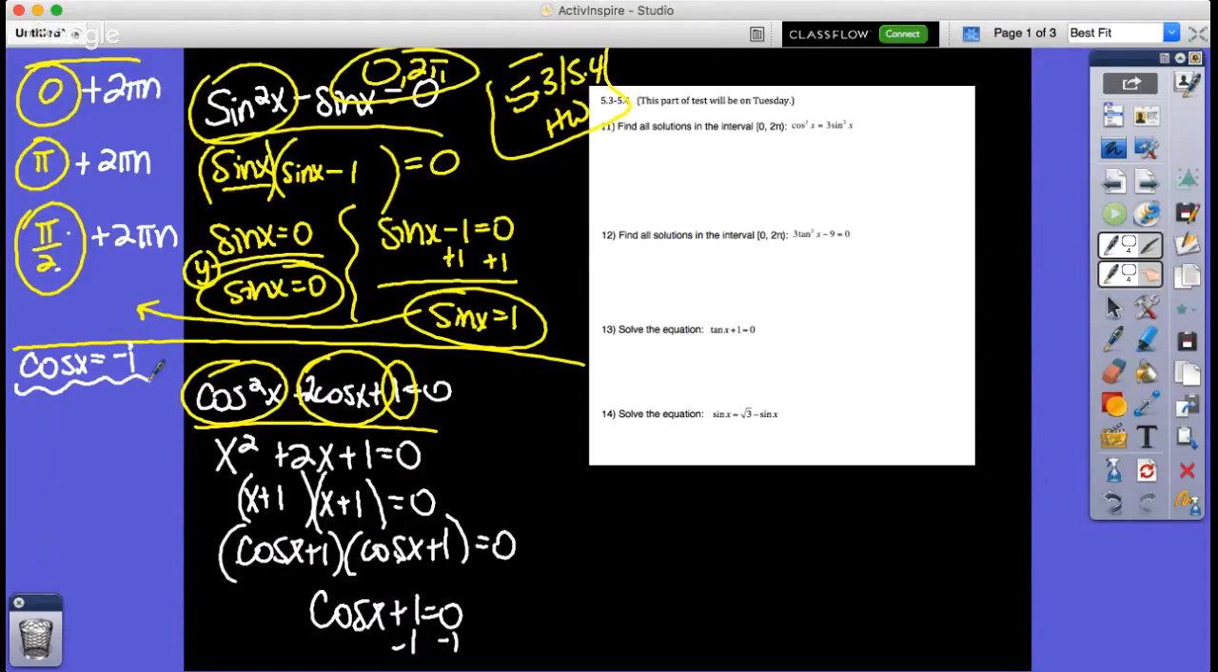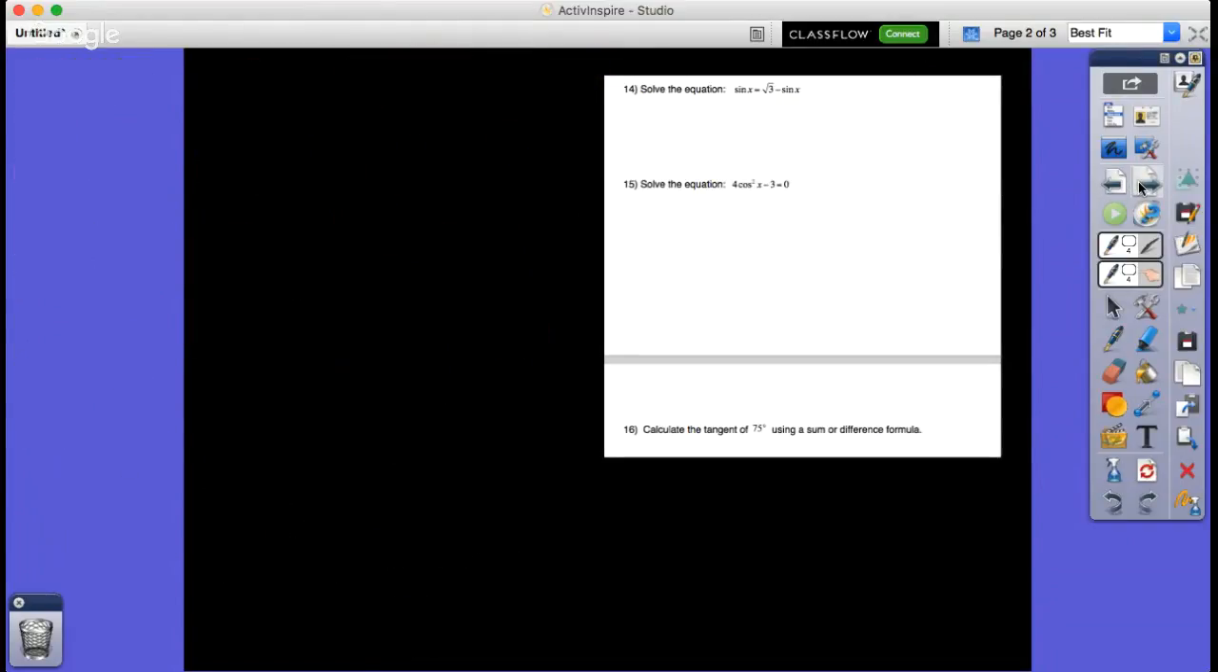So where is cosine of x negative 1? Well, I can look and see where is the x value, just like what sine would be in the y value. Where's the x value negative 1? And I know that there's only one spot, and that would be at pi. Okay? That would be at pi. And right there, that would be your answer. Okay? That would be your answer.